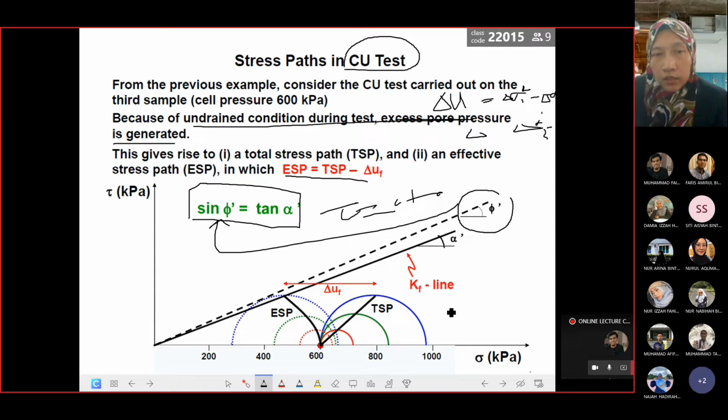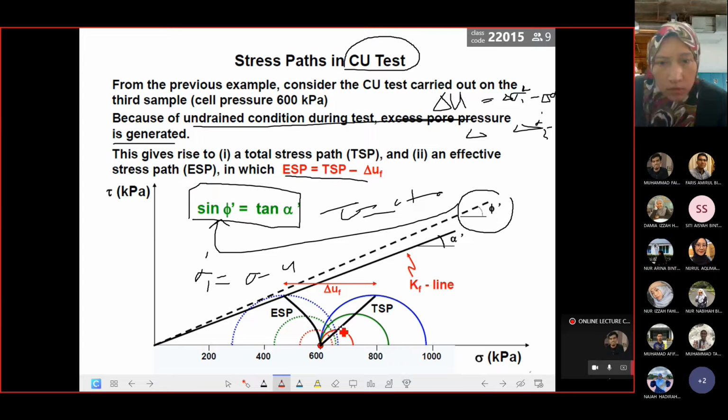Tapi bila you kaitkan dengan excess pore water pressure, so finally dia boleh give you the difference in between. Yang mana kalau kata kita nak dapatkan efektif sama ada efektif 1 ataupun efektif 3, kita akan tolak daripada total stress dengan pore water pressure. So this is how, when you plot all this Mohr's circle in total stress dan juga effective stress, you akan have one line connection ataupun kita panggil dia sebagai stress path.